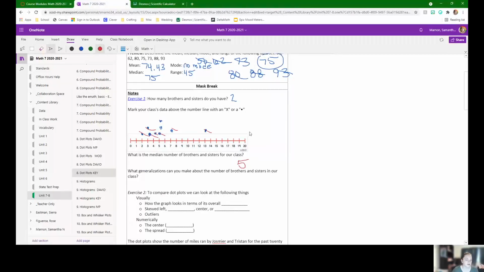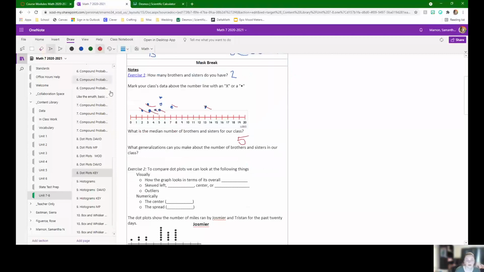So what generalizations can we make? So here we can say that we got an outlier at 13. We can say that it's kind of centered. We're going to talk about that in a minute. So anything we can say about our class. And again, this is going to be different once you're actually in class.